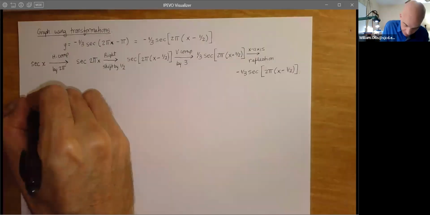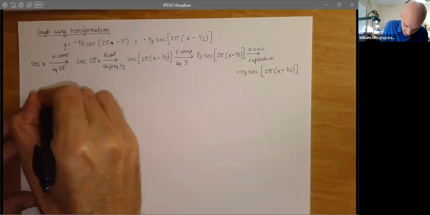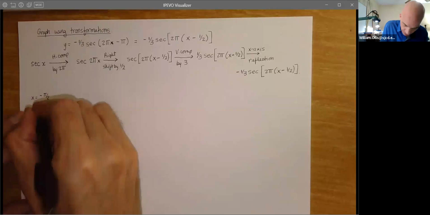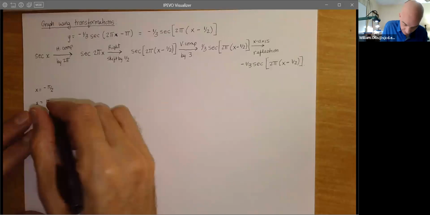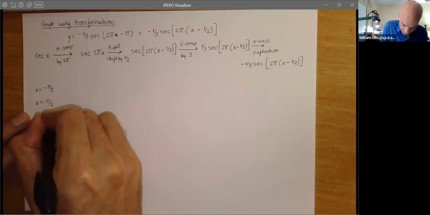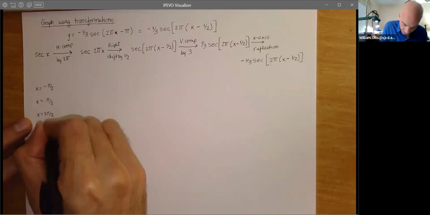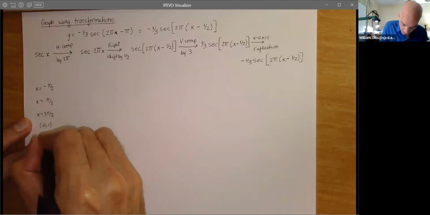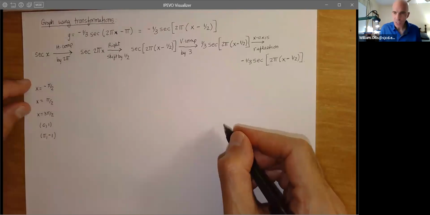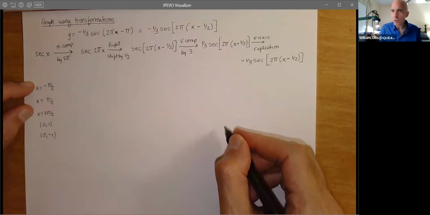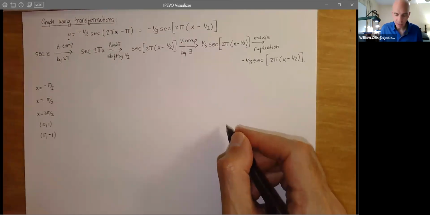So we have x equals negative pi over 2, x equals pi over 2, and then x equals 3 pi over 2. And then we've got the point 0, 1, and then pi, negative 1. Just think about the cosine function to get those. These are easy, just think about the zeros. Those make the vertical asymptotes. These aren't hard to remember. I just wanted to reference the graph that we came up with.